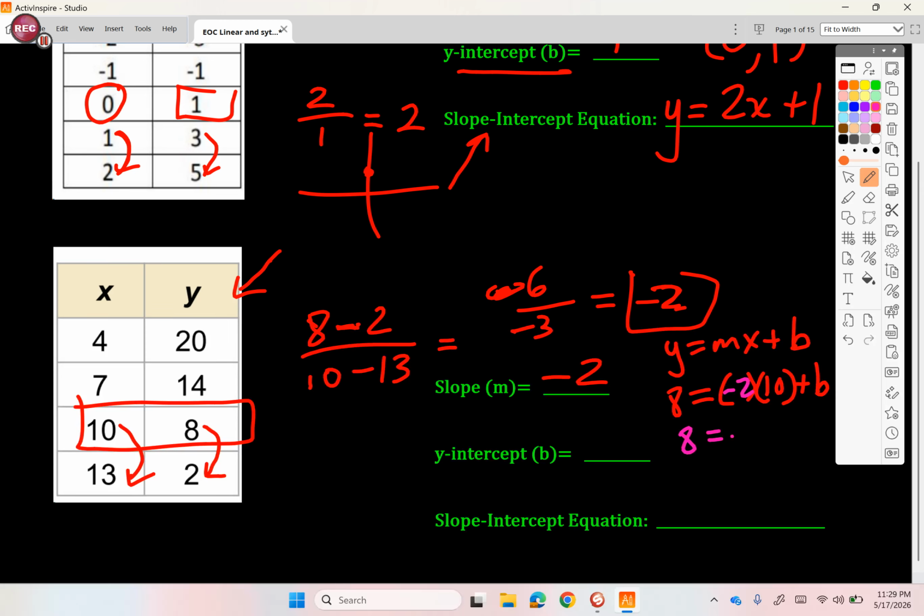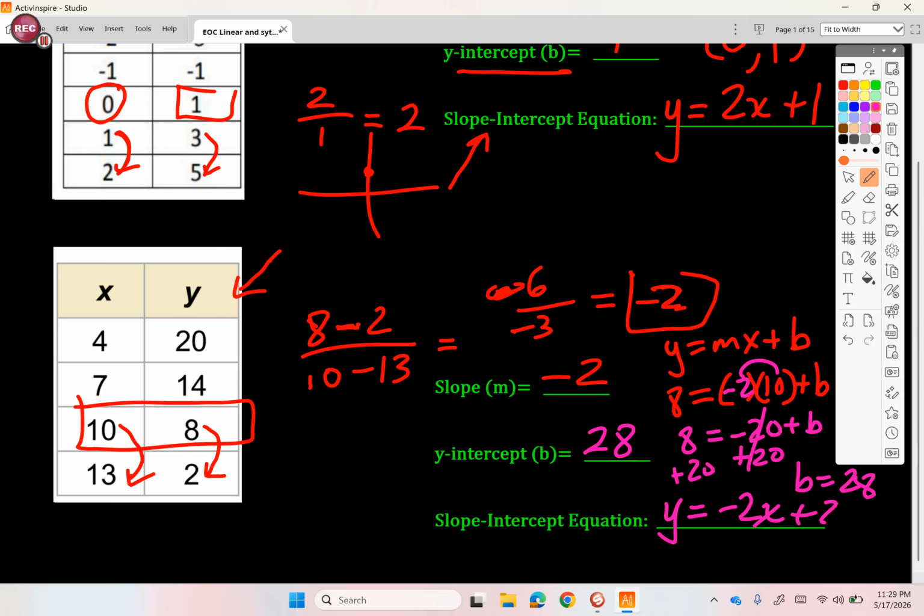8 equals negative 20 plus b, because 10 times negative 2 is negative 20. To get b by itself, you add 20 to both sides. Now you have b equals 28. And now your equation: y equals negative 2x plus 28. Because your slope touches x in slope-intercept form, your y-intercept goes at the end.